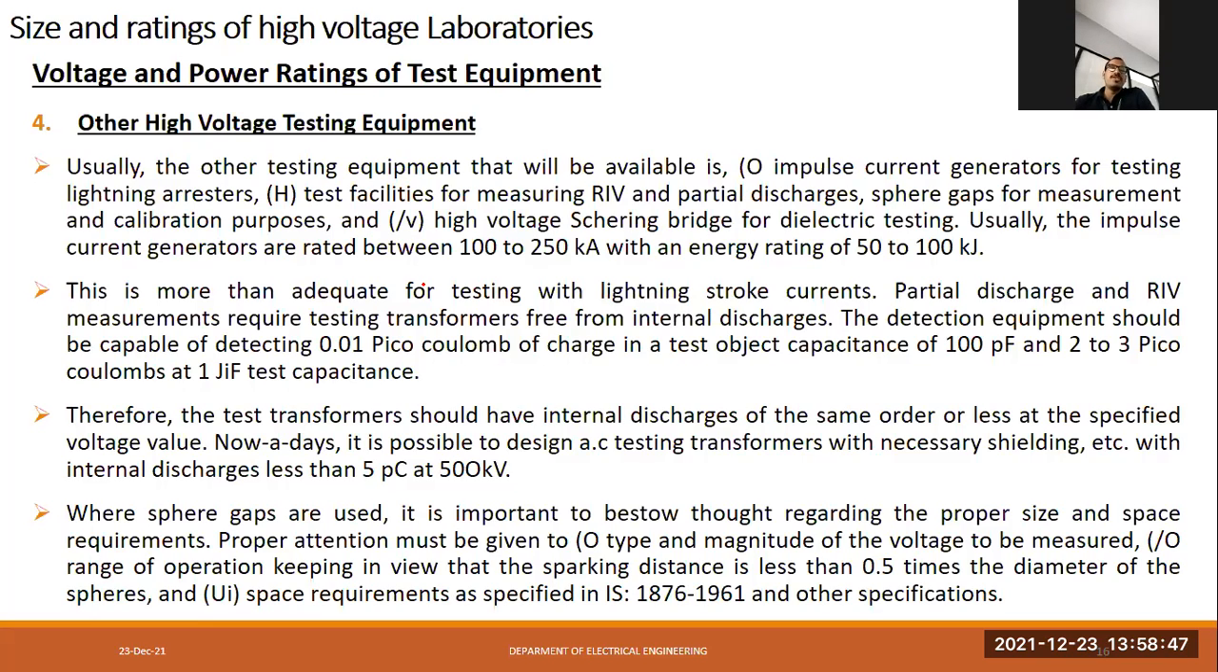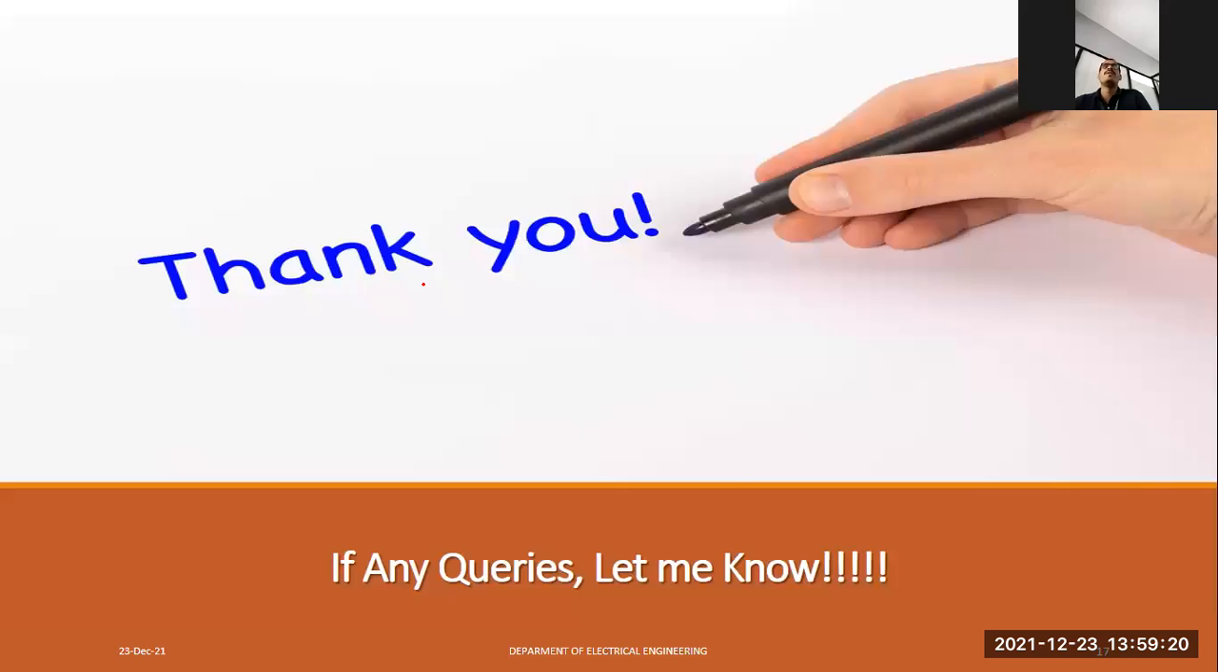In certain situations, when we use spark gaps, whatever the size and rating of the equipment we are using, we should keep in mind that the spark gap or sparking distance should be less than 0.5 times the diameter of the spheres used. Already we have some specific requirements as per the Indian standards given in front of you. In Indian Standard 1876 of 1961, they have mentioned all the things regarding testing transformers.